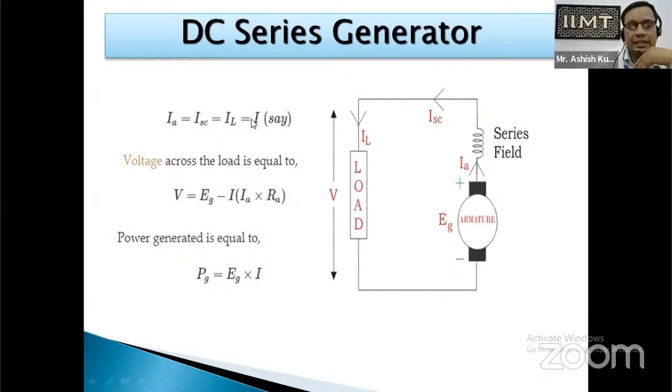We can say that it is I, and the voltage across the load, that is V, is equal to EG minus IA RA, that is the drop due to the armature winding resistance, minus I RSE, that is the voltage drop across the series field winding. And the power generated across the load is equal to EG into IA.